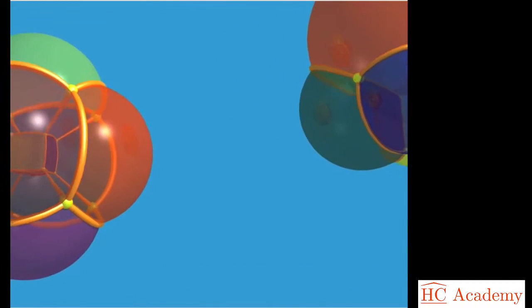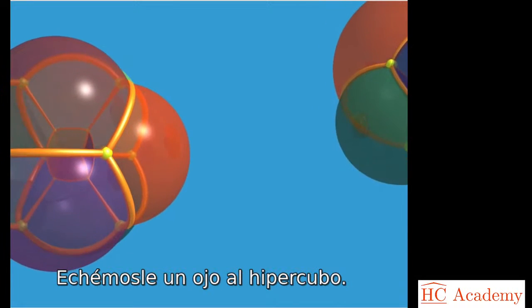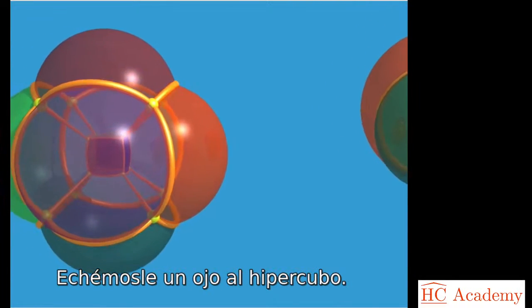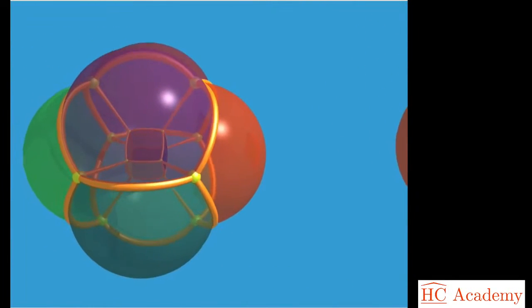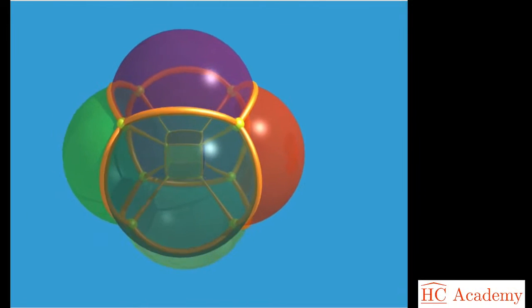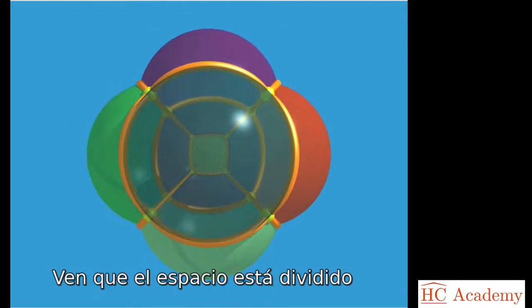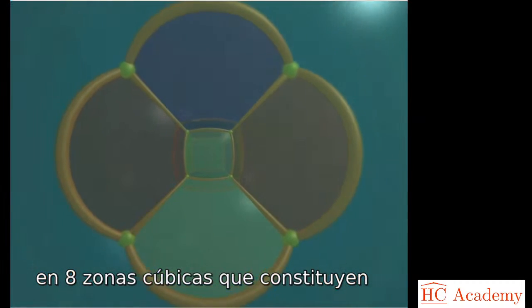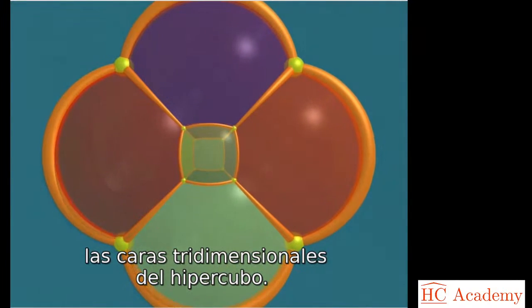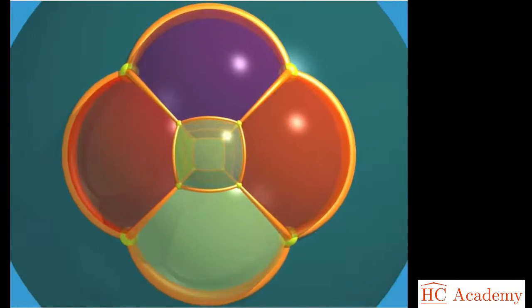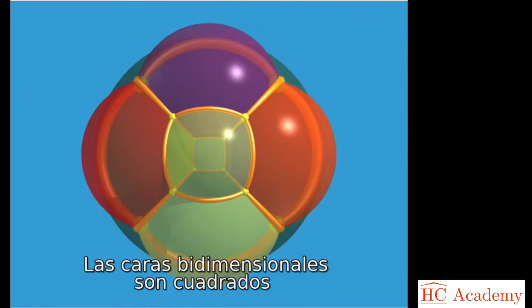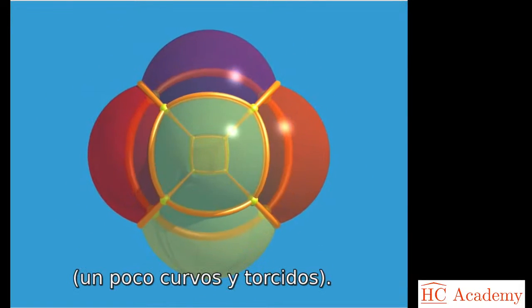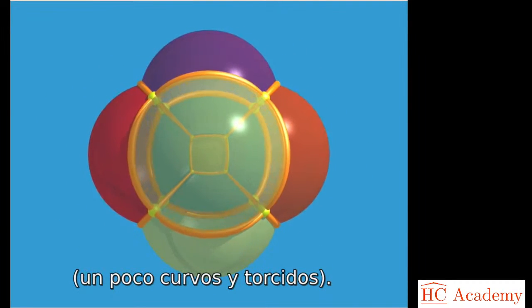Let's take a quick look at the hypercube. You see that the space is divided into 8 cube-shaped zones. These are the three-dimensional faces of the hypercube. As for the two-dimensional faces, they are squares, though rather bloated and twisted. There are 24 of them.